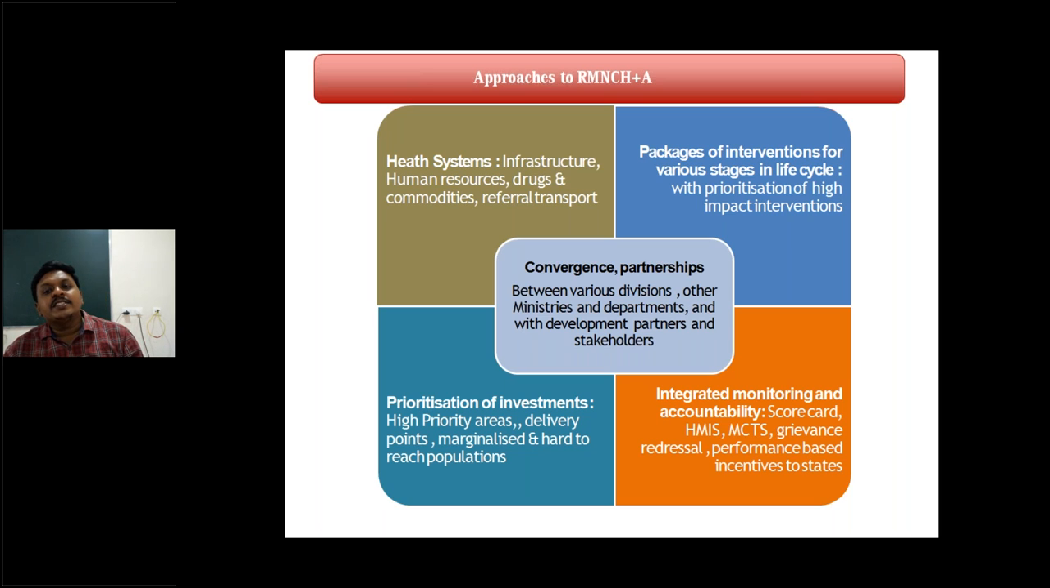Then packages for interventions for various stages in the life cycle. Already in the previous slide I explained the continuum of care approach through all these life cycle stages; various packages have been given. Then prioritization of investments also, that is high priority areas, delivery points. This is the most important word in the entire RMNCH plus A, delivery points. Please do remember this word. This is a short note for you people. I will explain it in later classes, but as of now, remember the word delivery points.